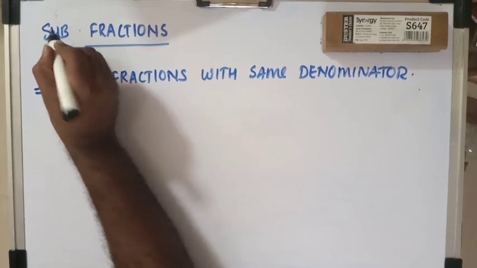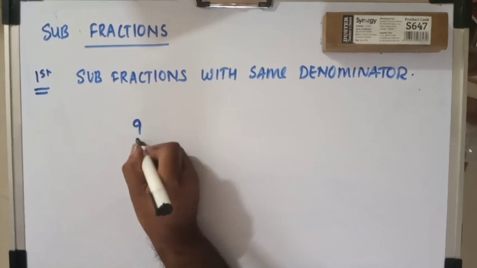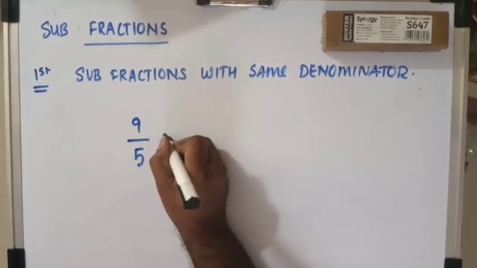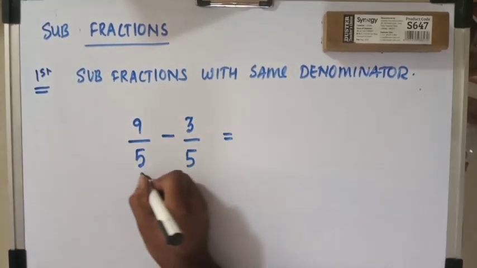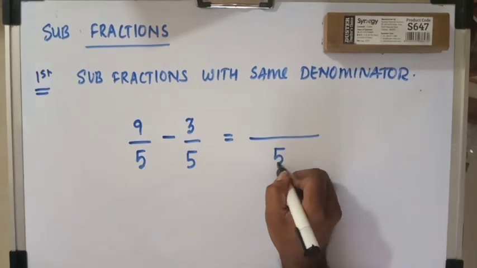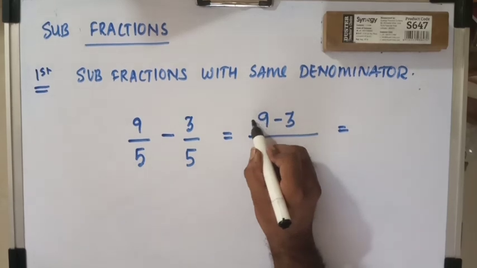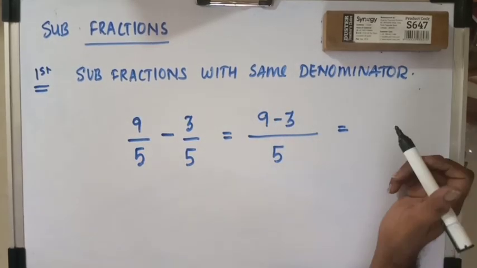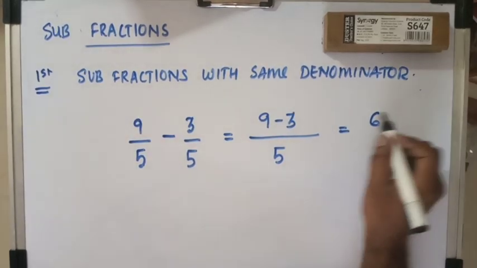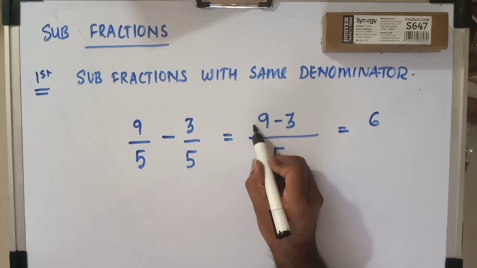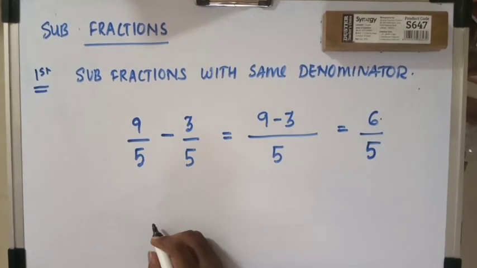Say I have 9 upon 5 and another fraction 3 upon 5. As the denominators are the same, I'll take the common denominator 5 and subtract the numerators. This is plus, this is minus. Plus minus is minus. 9 minus 3 is how much? 6. Which is the greatest number? 9. What sign does it hold? Positive. So the answer will be positive, 6 upon 5.